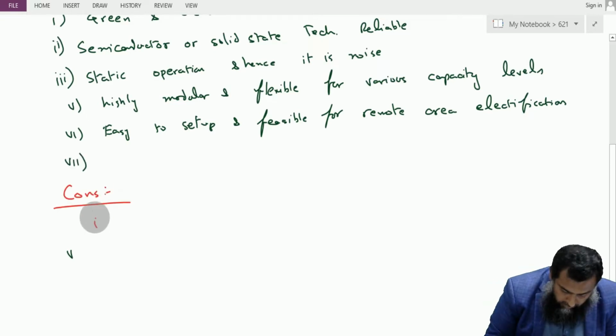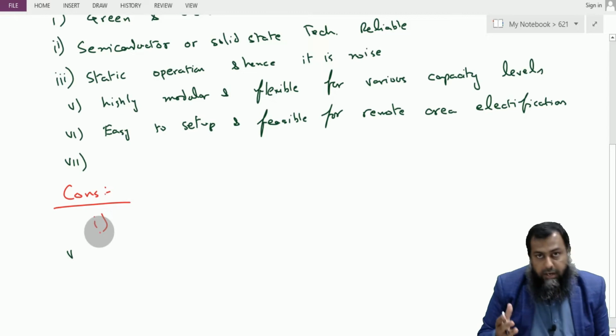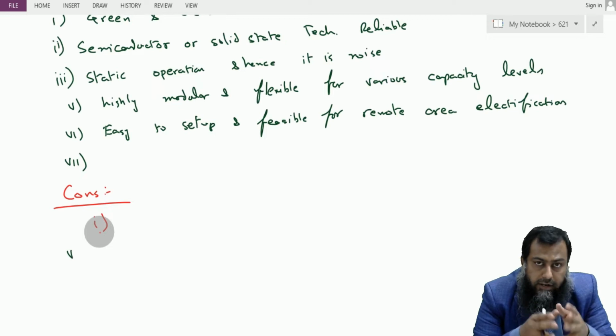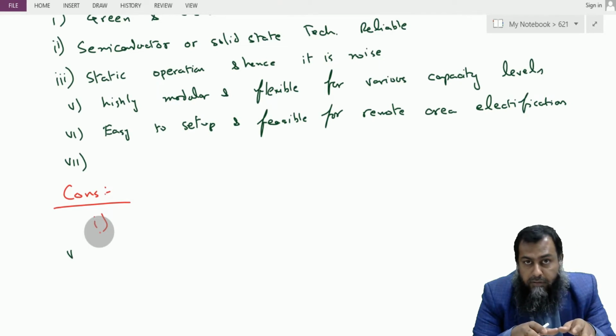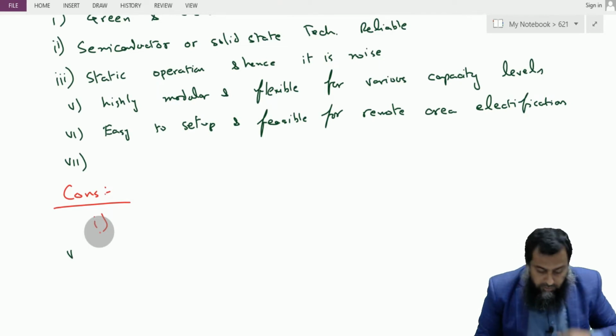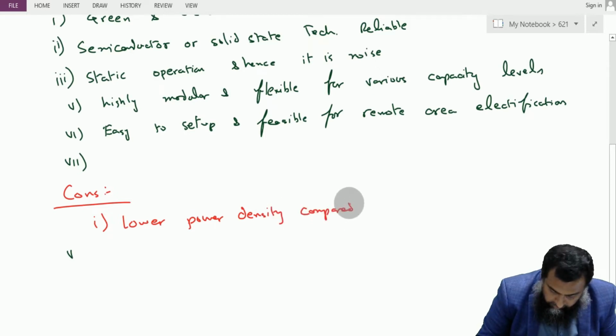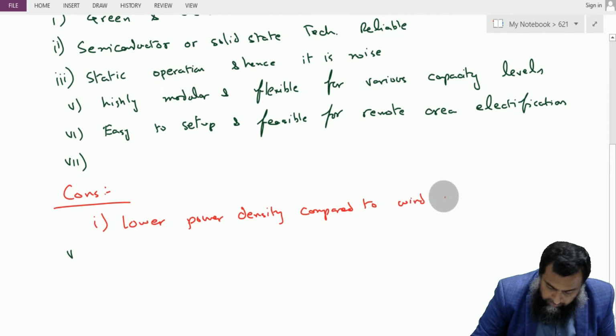The cons of a photovoltaic system is that it still does not have a competitive energy density compared to other renewable energy schemes like a wind turbine, which comes in a size over hundreds of kilowatts, and it takes a space which is quite small compared to an equivalent amount of power generated from a photovoltaic system. So the first thing is the lower power density compared to wind power.